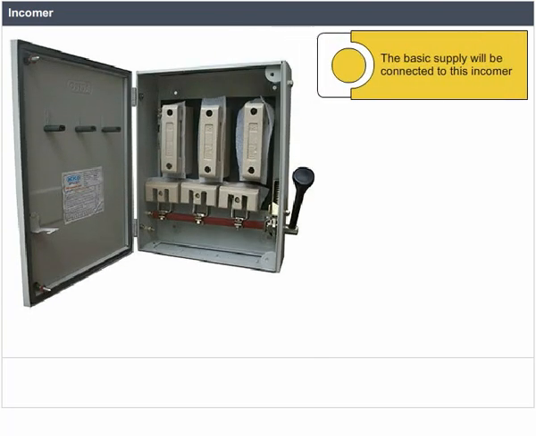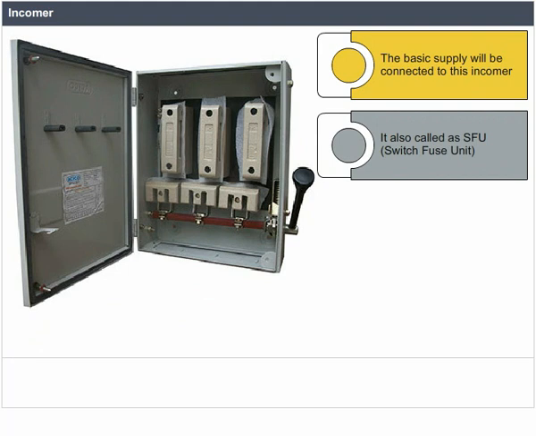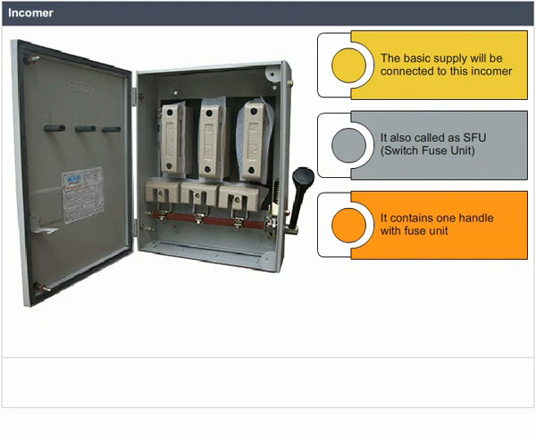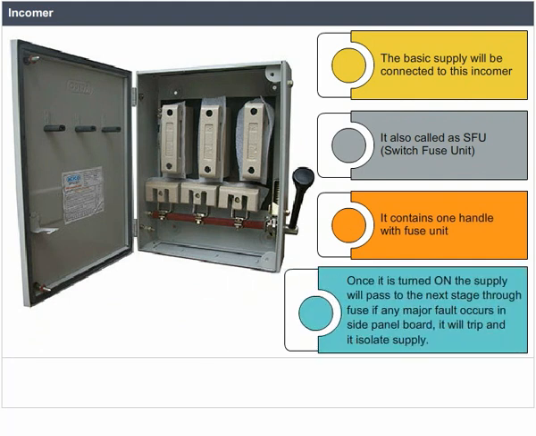It is also called SFU, switch fuse unit. It contains one handle with a fuse unit. Once it is turned on, the supply will pass to the next stage through the fuse. If any major fault occurs inside the panel board, it will trip and isolate the supply.